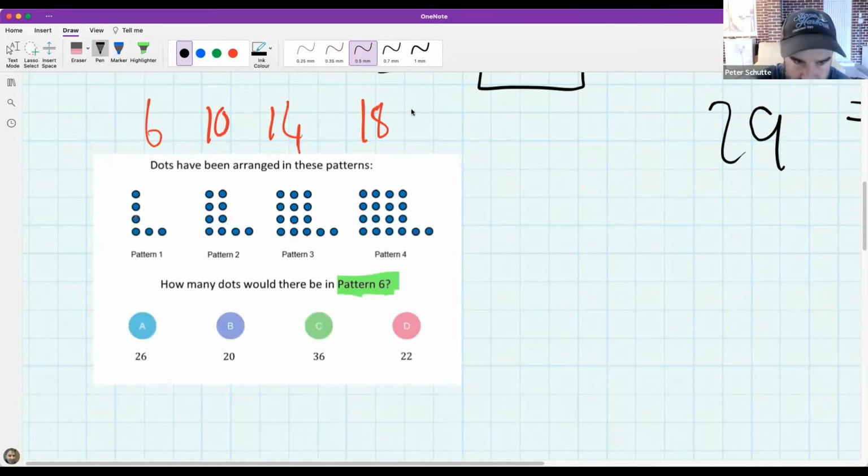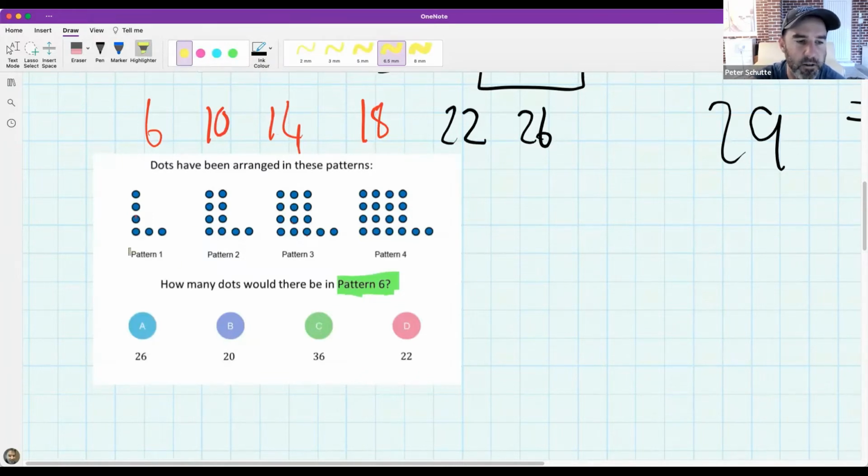So it looks to me like the numbers are going up in 4s. It's almost like the constant difference is 4. So if I had to have pattern 5, I would imagine that pattern 5 would be 22. And then the next one would be 26. So just think about that for a moment. It's saying how many dots would there be in pattern 6? If you look at how many, the first pattern had 6 dots, then it went to 10. Do we all notice how it was going up in 4s?